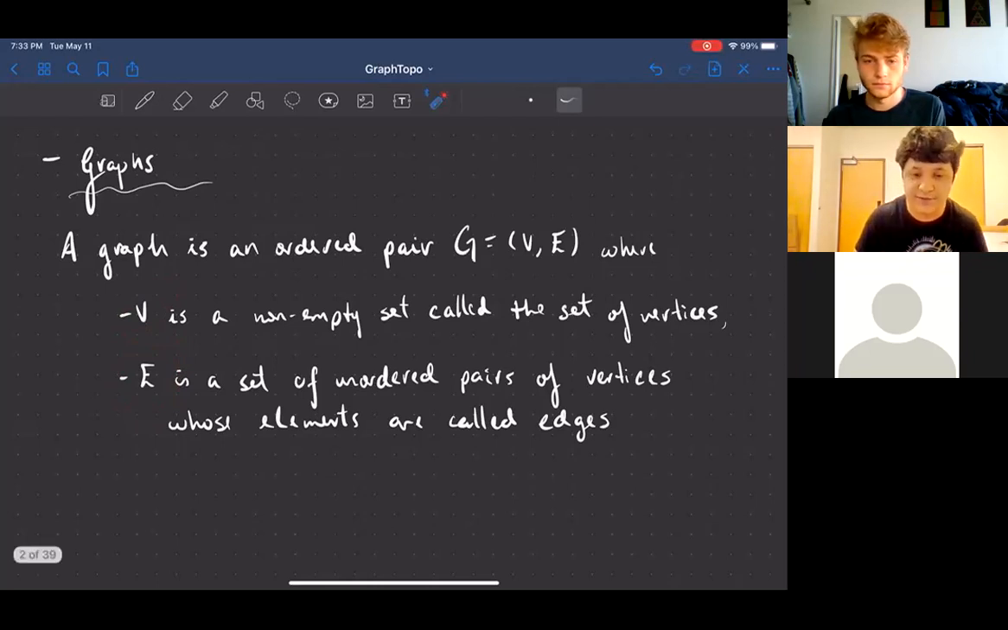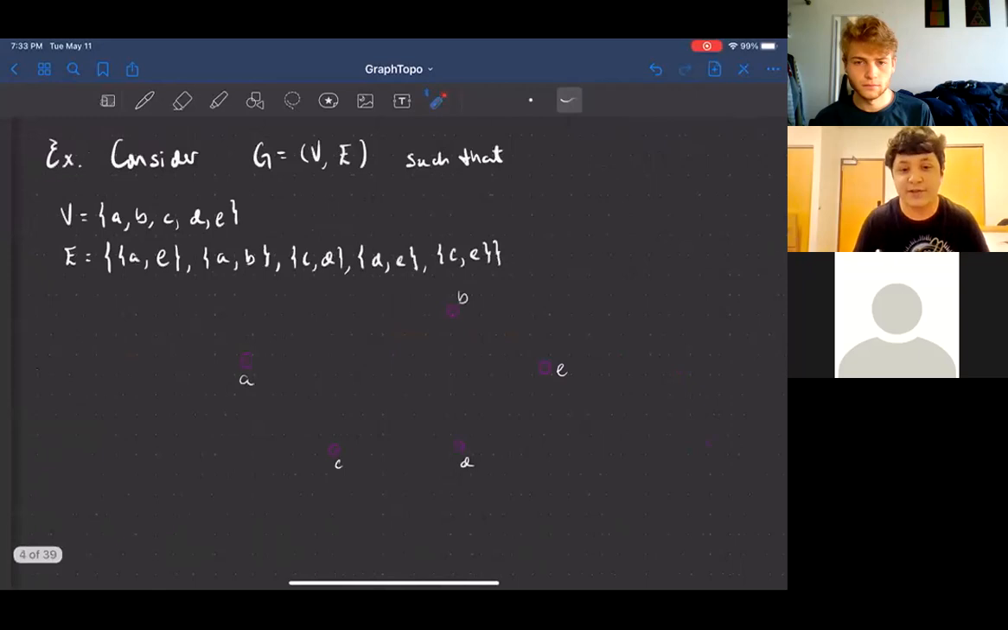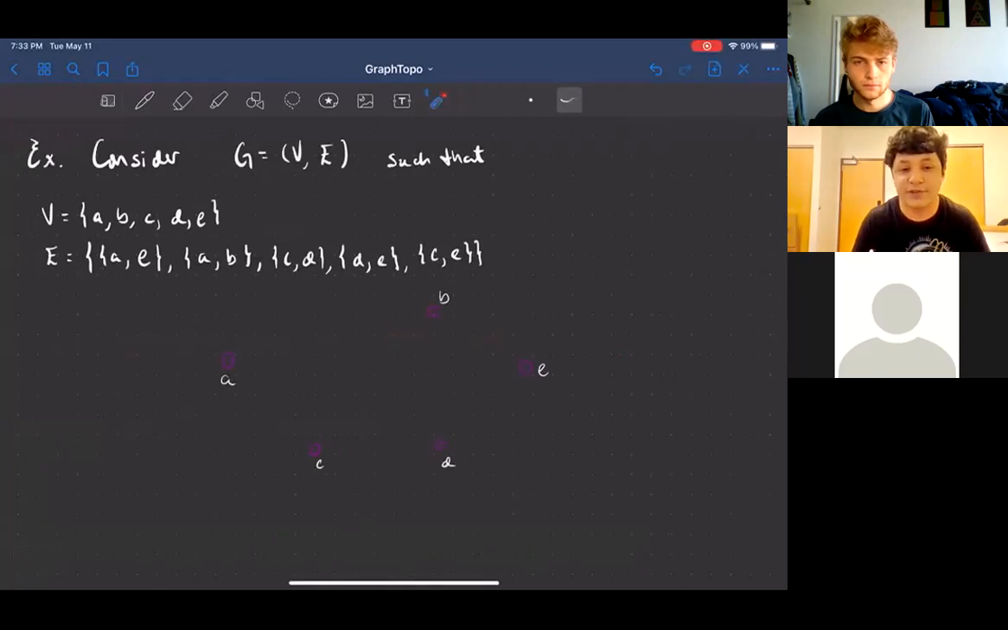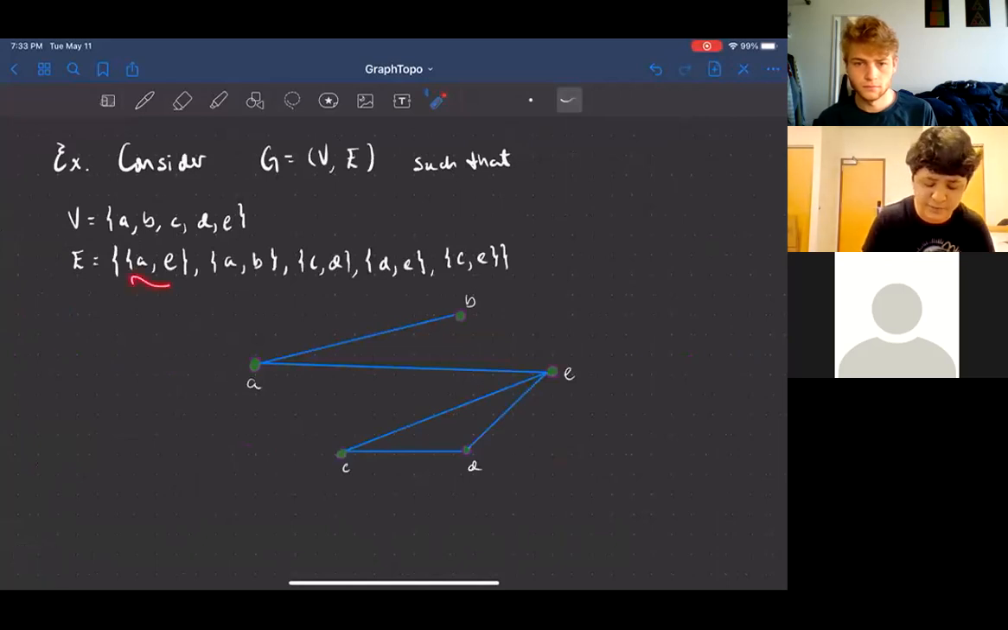So an example of this definition: if our set of vertices is the set A, B, C, D, E, and our set of edges is this one right here, then the pretty thing about graphs is that we can make a lot of nice drawings. We just draw down the points, and for each of the edges, for example, for the subset AE, we draw an edge between the points A and E, and so on and so forth, and we got ourselves a graph.